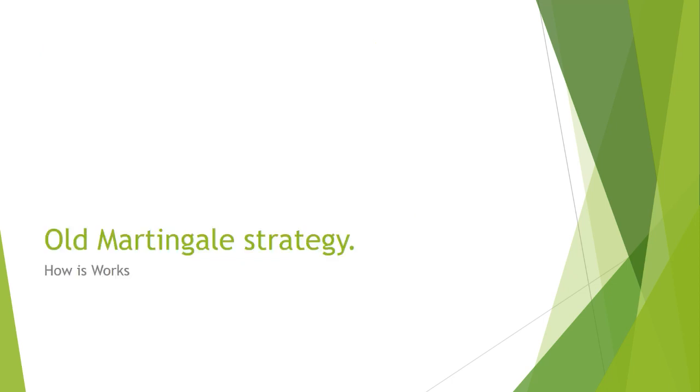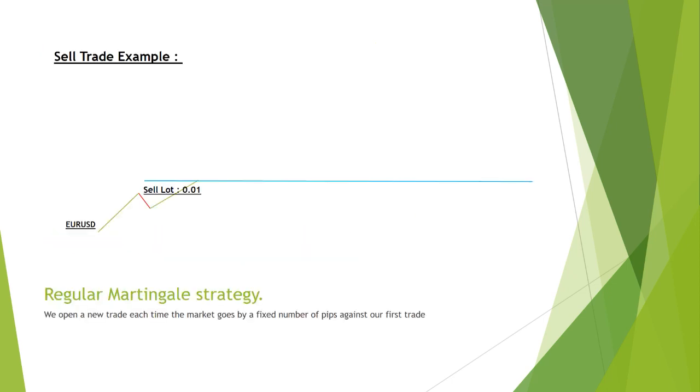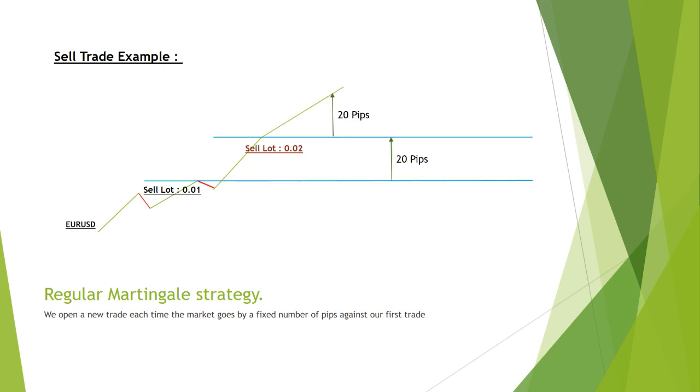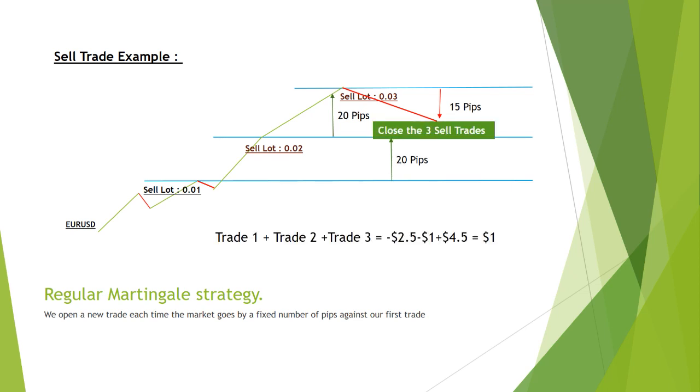The old martingale strategy, for example, takes new short positions with a multiplied lot size each time the price goes above a fixed distance from the old trade, as you can see in these graphics. And when the price reverses and goes down, we calculate the total profits and losses of all open trades and close them when we are in profit. As shown below, $4.5 minus $2.5 minus $1 equals $1 in profits.